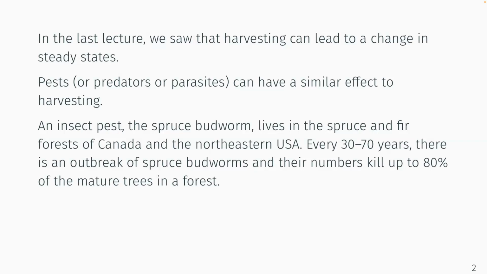So this insect pest, the Spruce Budworm, lives in spruce and fir forests in Canada and northeastern USA. And every few decades, usually between 30 and 70 years, there's a sudden outbreak. So there's a sudden massive increase in the population size of Spruce Budworms, and their numbers can devastate lots of mature trees. So the kind of thing we want to know with modeling is, why do we suddenly get this huge shift? Everything's fine for ages, and then you get a massive change in the population size.